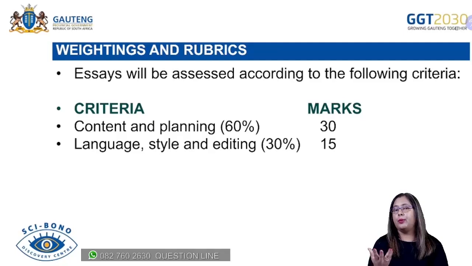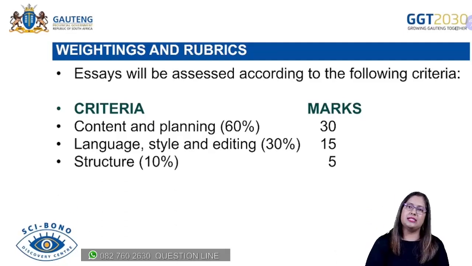Have you made use of the correct homonyms or antonyms that you have maybe used in your particular essay? Or even the synonyms, okay? Have you used them correctly? There we look at 15 marks with a weighting of 30%.